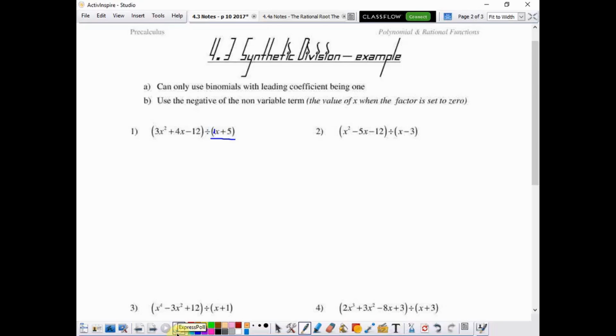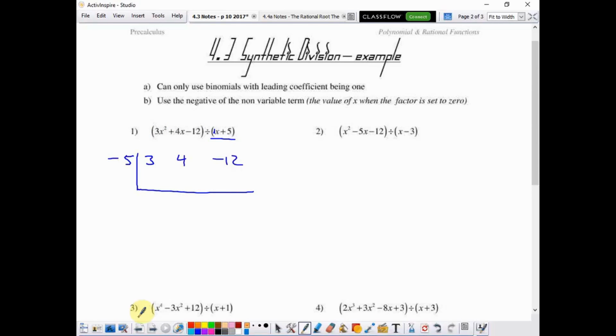You have to use long division. For synthetic division, we use the opposite of the non-variable in the binomial. So that's a plus 5, so we're going to use a minus 5. And then inside this little box here, we're going to put these coefficients, 3, 4, and negative 12. Okay, so that's our setup.